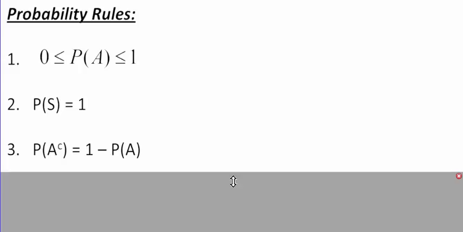The complement. So this C here means complement. What it means is anything that's not A. So if we want the probability of a complement, I want the probability of not getting A. So if I want the probability of not A, that would be 1 minus the probability that I do get A. So 1 minus the probability of A gives me the probability of A complement.